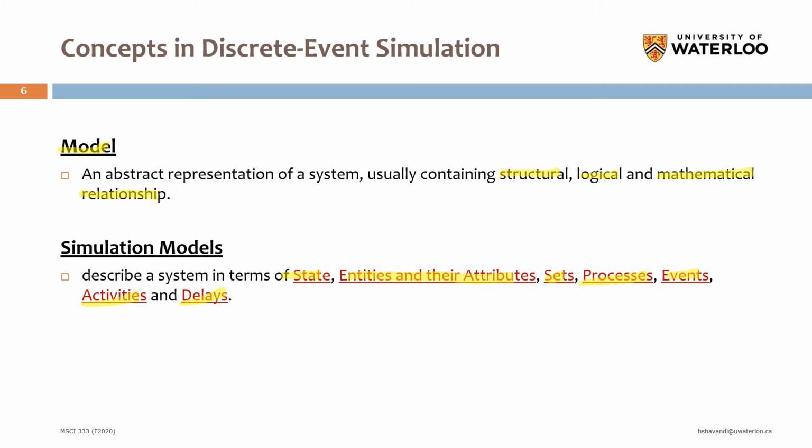So when we say that we are going to build a simulation model, we mean that we are going to describe that system in these terms: the system state and how it changes over time, the system's entities and their attributes, the sets, processes, the events, activities, and delays. Okay.